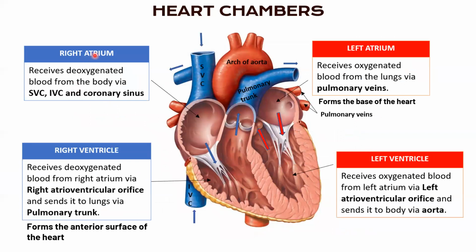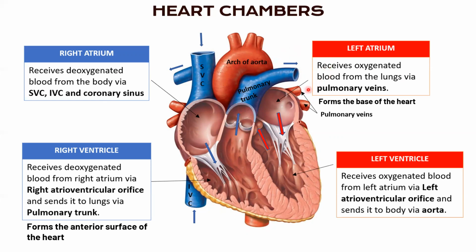Okay. Your right atrium receives the deoxygenated blood from the body via the superior vena cava, inferior vena cava, and the coronary sinus, which drains the entire heart. Then the right ventricle receives the blood from the right atrium via the right atrioventricular orifice and sends it to the lungs via the pulmonary trunk. So blood goes from the right atrium to the right ventricle to the pulmonary trunk through your pulmonary valve.